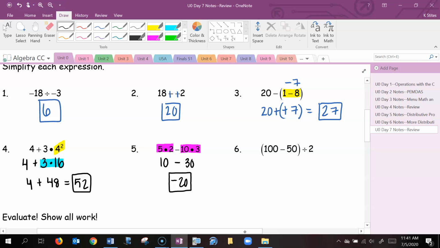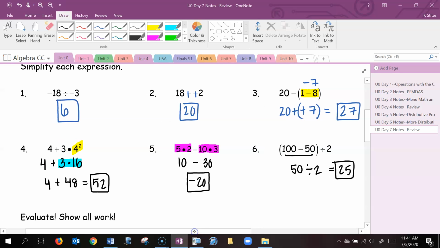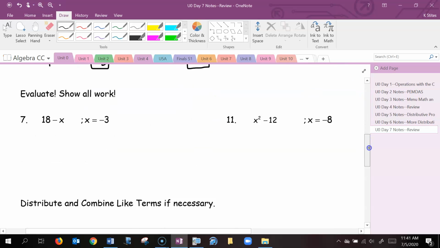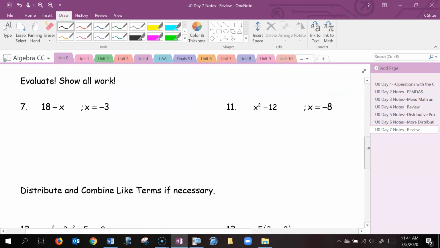All right, and our final PEMDAS problem, remember parentheses are the very first thing we do if they're there. 100 minus 50 is 50. And then we are dividing by 2, which is just 25. Ta-da, there's your evaluating. At least evaluating PEMDAS problems. Now let's do some substitution and evaluating.